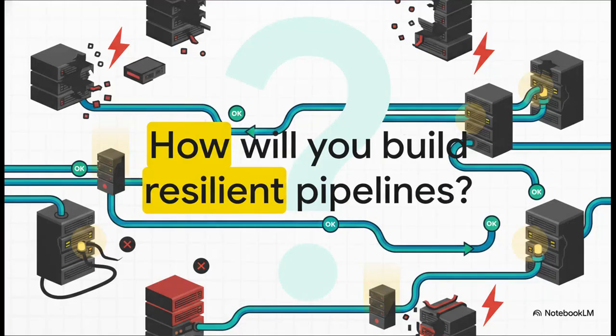The reality is, networks are going to drop and servers are going to fail. It is completely inevitable. So the question I'll leave you with is this. How will you implement these exactly-once pipelines in your own architecture to survive the chaos?